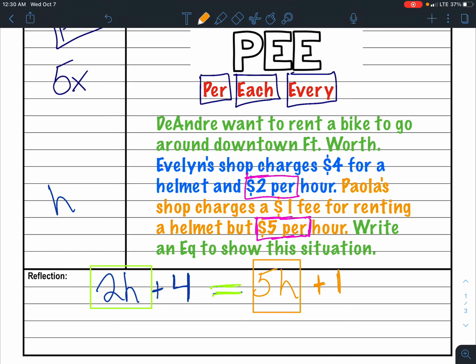So on the left-hand side of the equation, we have Evelyn's shop: $2 per hour plus $4 for the helmet. On the right side, we have Paola's shop: $5 per hour plus $1 for the helmet. So we have now turned this written situation into a mathematical equation.